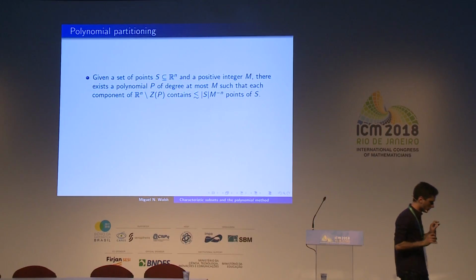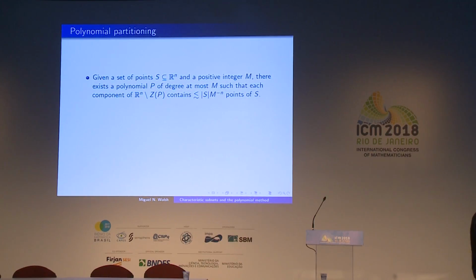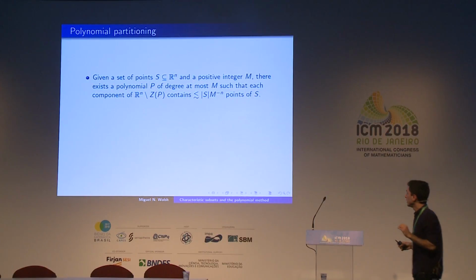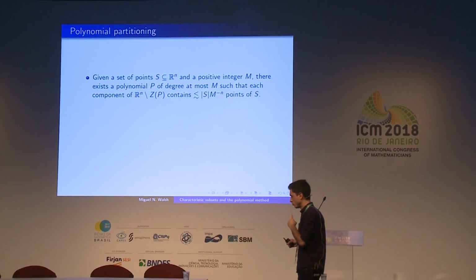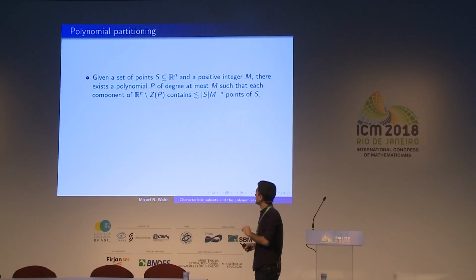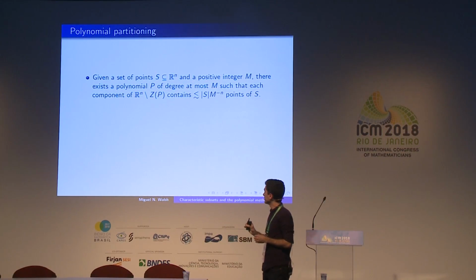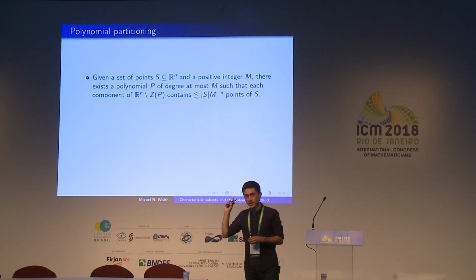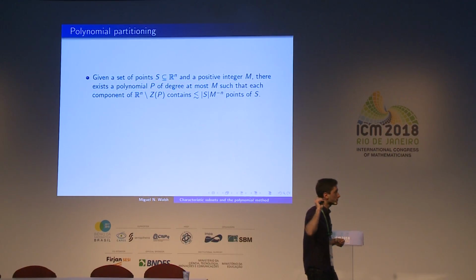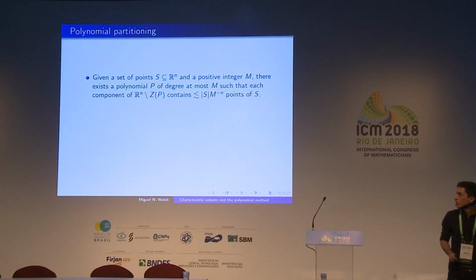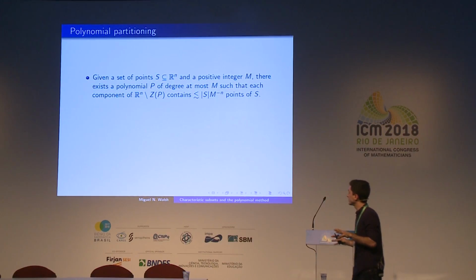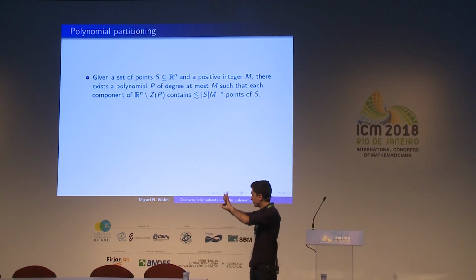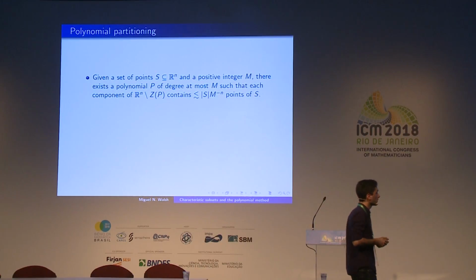So let me tell you again clearly what they do in this case. Given a set of points S in R^n, and a positive integer m, another good feature, you choose the value of m. You can always find a polynomial P of degree at most m, such that each component of the complement of this polynomial contains at most a constant times the size of S divided by m^n points of S. A polynomial of degree m can create at most m^n components like this. And so this tells you that this is optimal even in that sense. You get an optimal partition of space such that the points are perfectly equidistributed among these components. This is a very general and useful result.